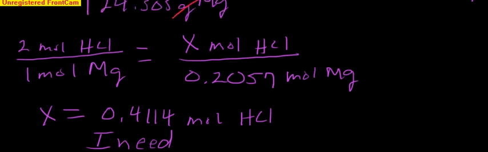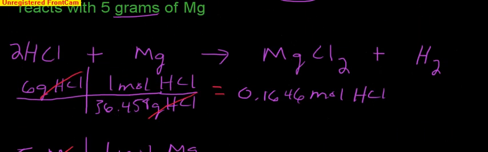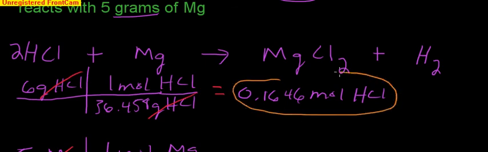If I go back up to my problem, how many moles of HCl did I actually have? Let's scroll back up. My moles of HCl comes from right here. This is how many moles of HCl that I actually had. I had 0.1646, but I needed 0.4114. So I did not have enough HCl that I needed.